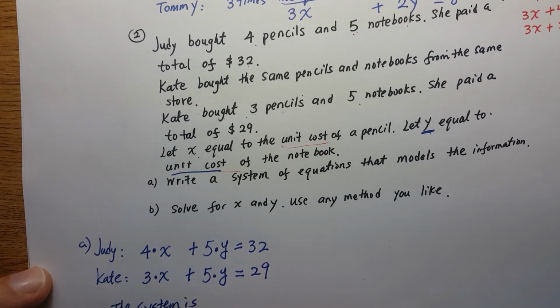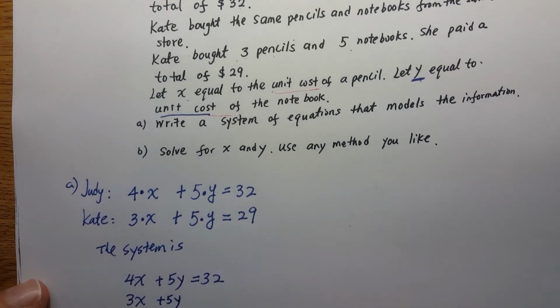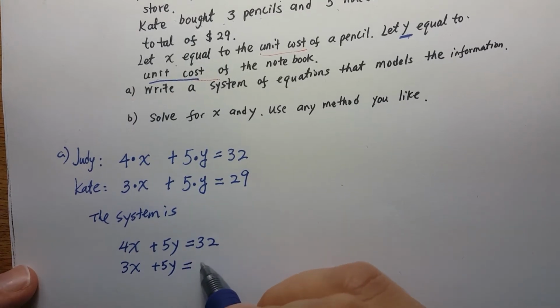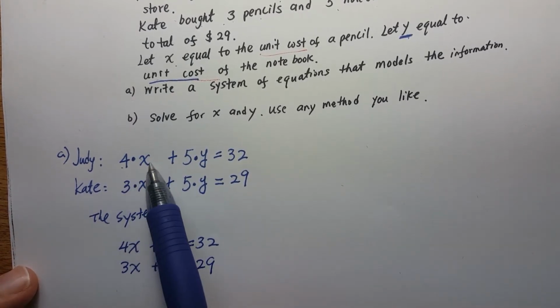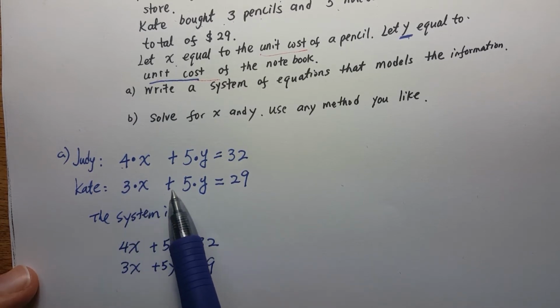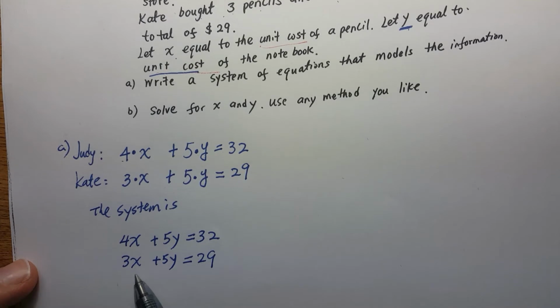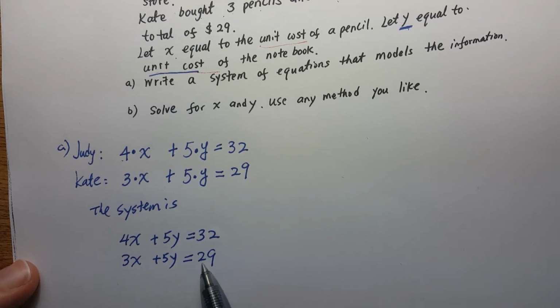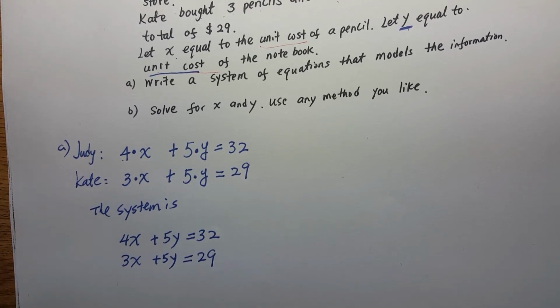4x plus 5y equal 32. 3x plus 5y equal to 29. So I write it over without a dot. 4x plus 5y equal 32. And then 3 times x plus 5 times y equal 29. It becomes 3x plus 5y equal to 29. So this is the system of equations that represents the information.